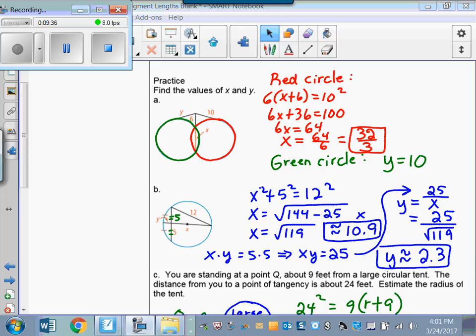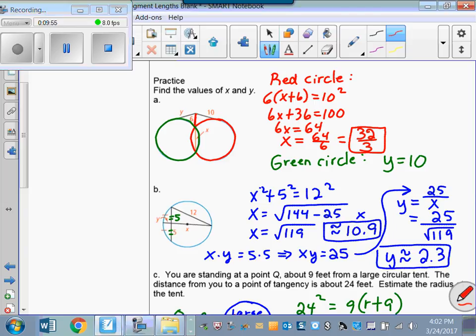Alrighty, here are your practice problems. I circled the two circles in different colors just so I could talk about them. I set up my situation here, outside whole equals outside whole. So for the red circle, I've got the outside part here, which is 6, and this whole thing would be x plus 6. So that product is going to equal 10 squared, and then when you solve that, you get 32 thirds. And then I can see that the situation is the same for the green circle, so I know that y has to be 10. It's got to be the same as that other tangent over there.